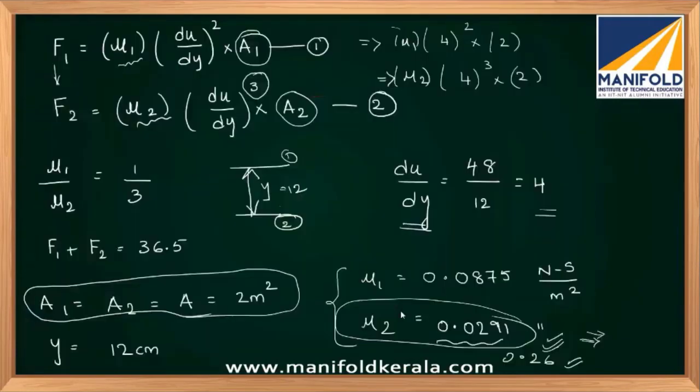He gave only the profiles of the forces. He gave you the area. He gave you du by dy and asked you to find mu2. A small error was there. It was 0.26, which I got as 0.029 there. Just change that. That's it.